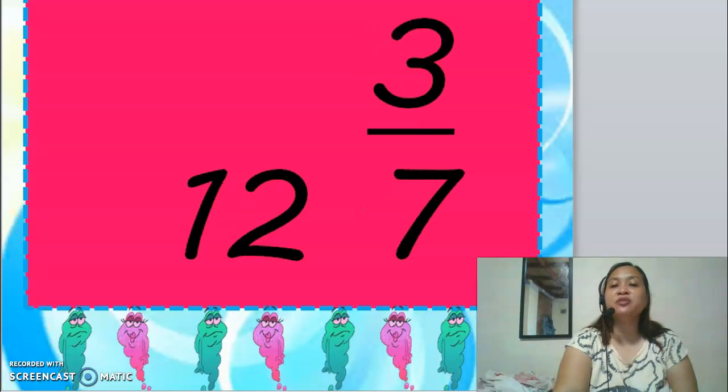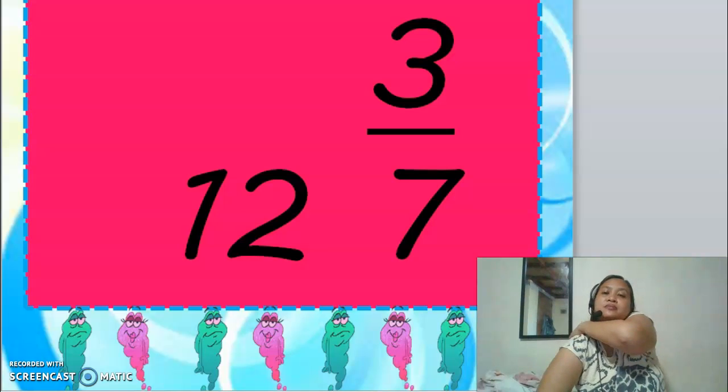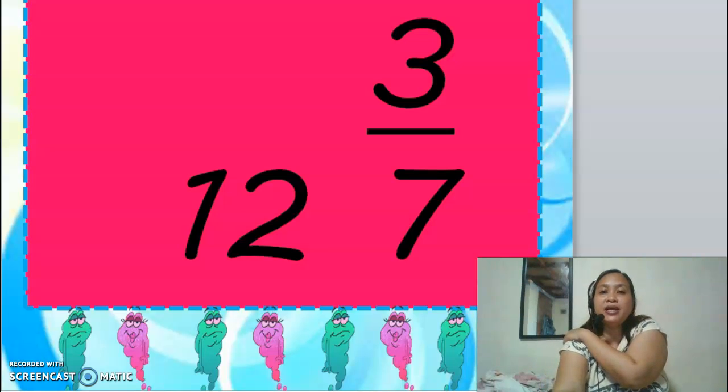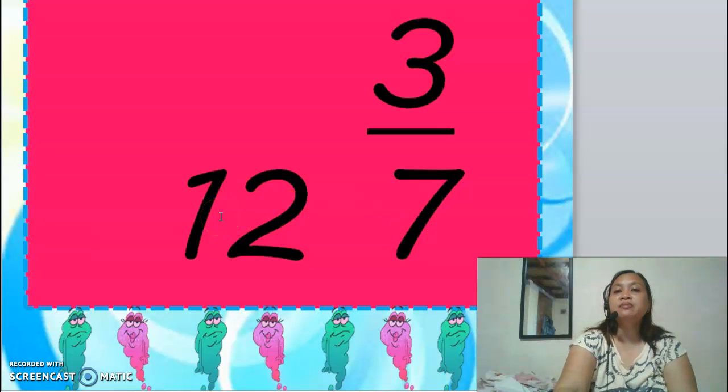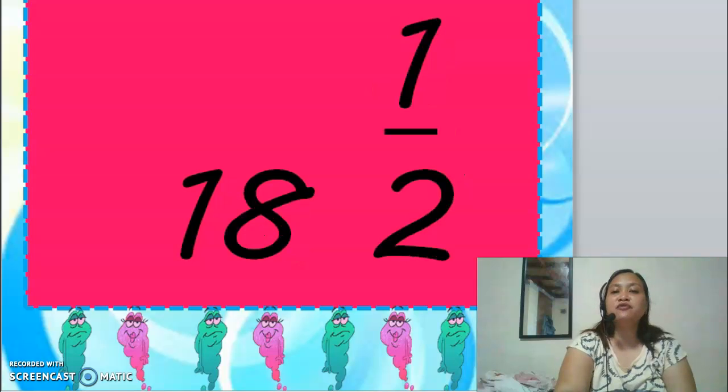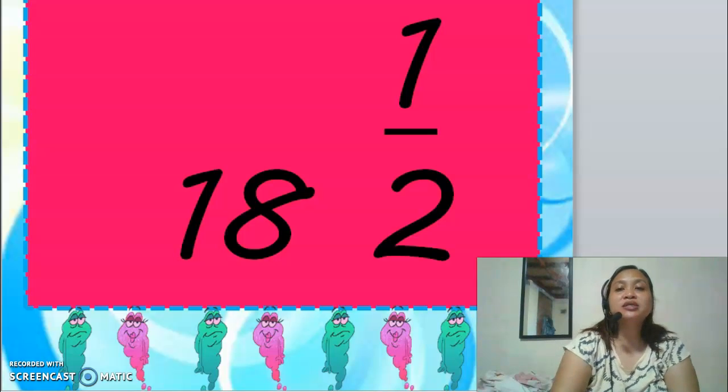We have 12 and 3/7. Again, multiply 7 to 12, then add it to the numerator, then just copy the denominator. Okay, next, let us have 18 and 1/2. Again, what are we going to do? Yes, that's correct. 2 times 18 plus 1 all over the denominator, and that is 2.